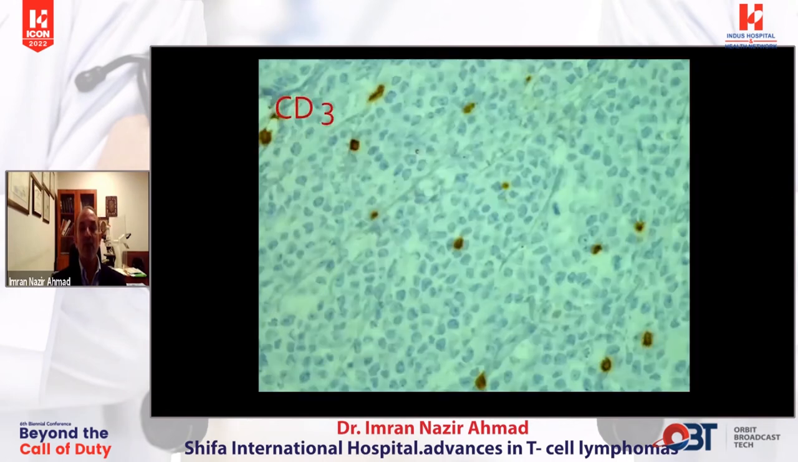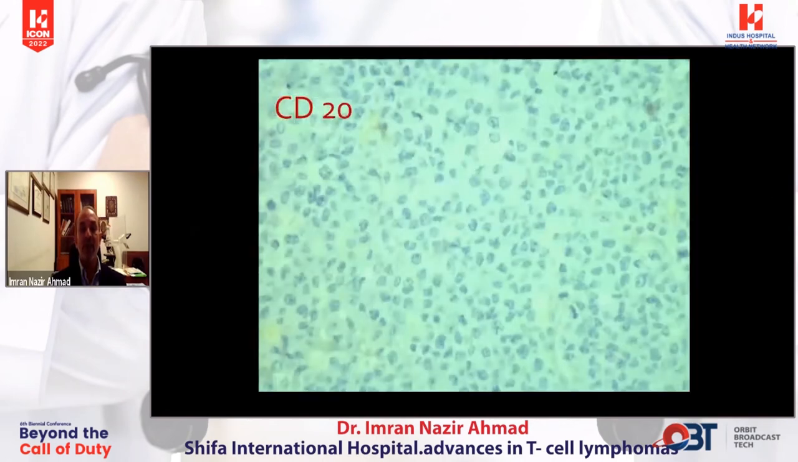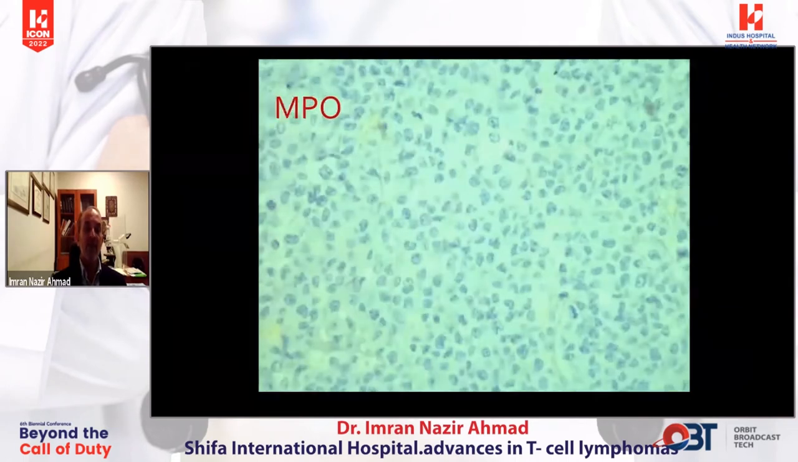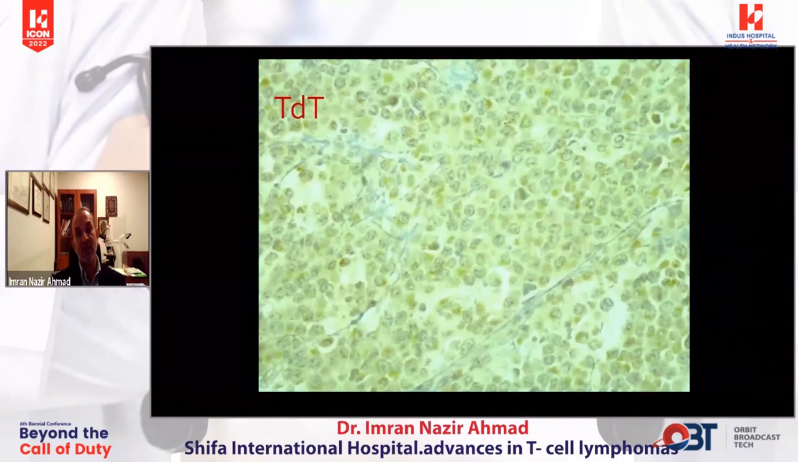So immunohistochemistry was done, pan-T marker is negative, CD20 is negative. We did the CD10 to reconfirm Burkitt, so it was again negative. Then we thought, is it a sarcoma? Sometimes they can also present very aggressively, myeloid sarcoma, so that's negative. Pan-keratin was negative. TdT was negative, which rules out lymphoblastic.